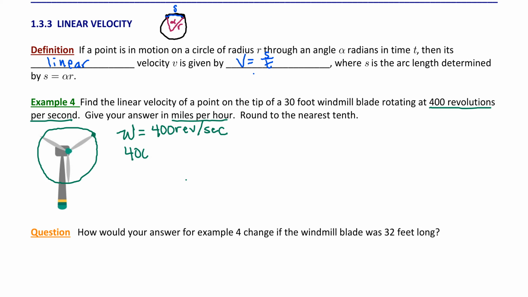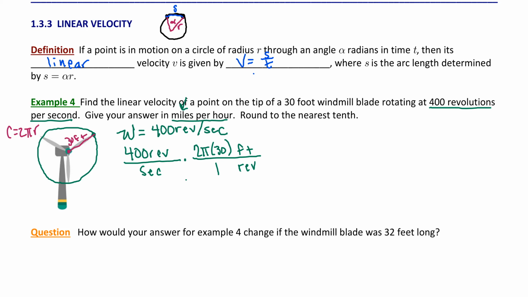So we'll start with the information we have, angular velocity, 400 revolutions per second, and we want to convert revolutions to miles. So let's begin by converting revolutions to feet. In one revolution around this circle, that point will traverse the entire circumference. Recall that the circumference of a circle is given by the formula 2 pi r, and because the windmill blade is 30 feet long, we know the radius of this circle is 30 feet. So the circumference of this circle then is 2 pi times 30.